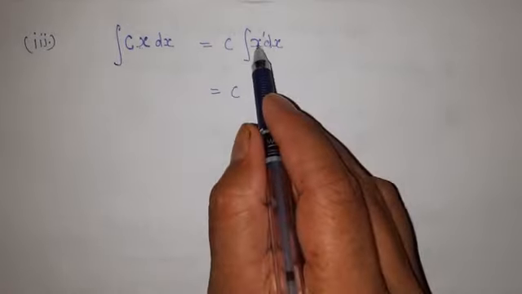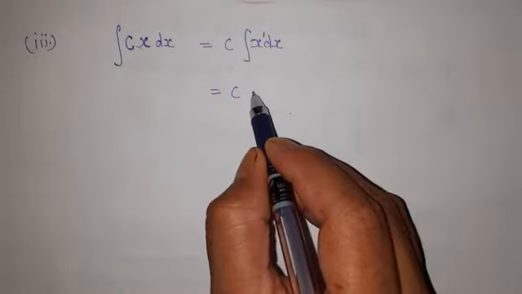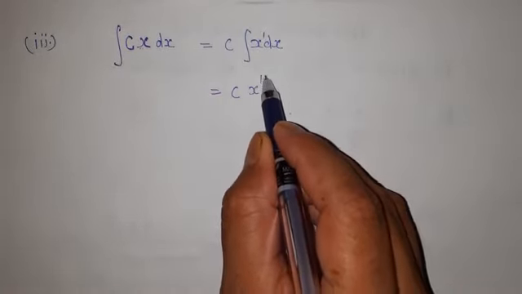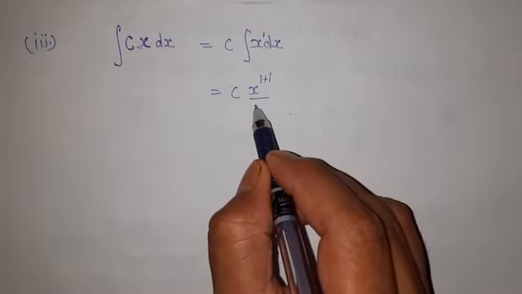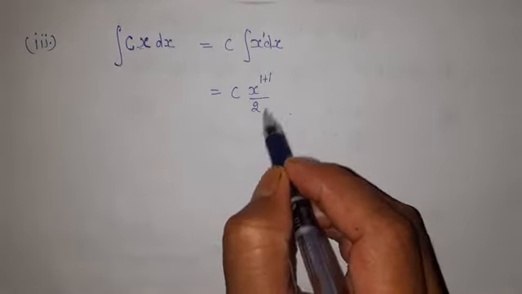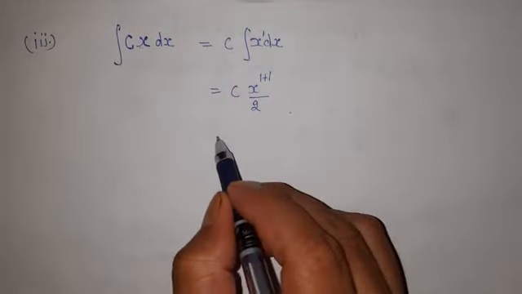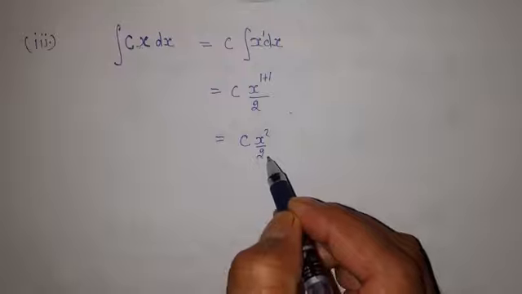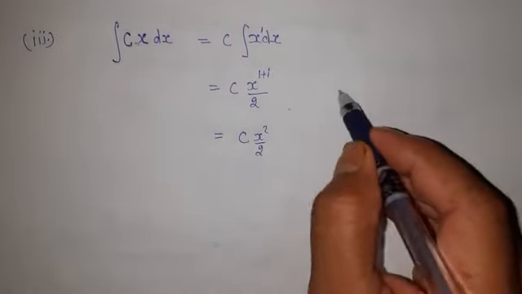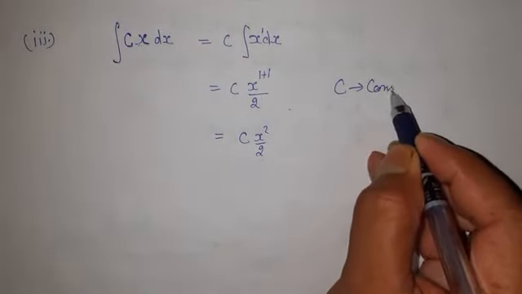Here its power is 1, so with the help of the power method you can solve it. After integrating, you have to add 1 to its power, so it will come 1 plus 1, and whatever is over there will be in the divide. So 1 plus 1 is 2, so it is x square by 2. Okay, so what is this C? C is taken over here as any constant.